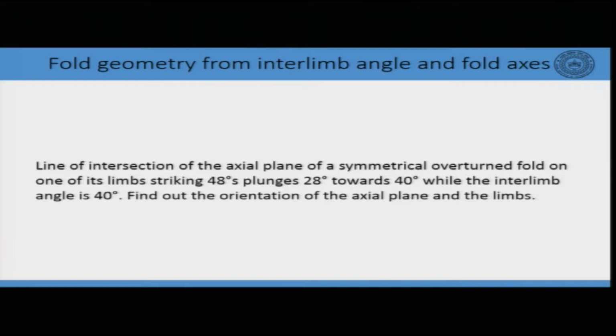The question states that the line of intersection of the axial plane of a symmetrical overturned fold on one of its limbs striking 48 degrees plunges 28 degrees towards 40 degrees, while the interlimb angle is 40 degrees. Find out the orientation of the axial plane and the limbs.